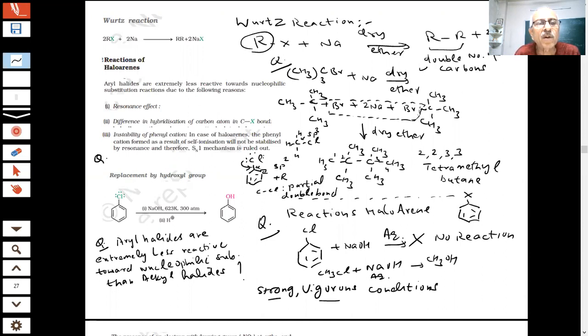Next question: convert chlorobenzene into phenol. This is an important question asked so many times. Under ordinary condition, this reaction is not possible. Therefore, we use high temperature and pressure, as you can see in this case. Chlorobenzene, NaOH. What is the temperature? Tell me, what is the temperature?